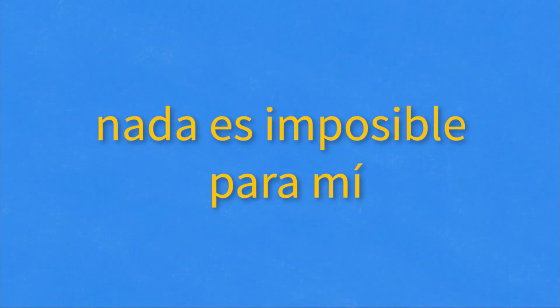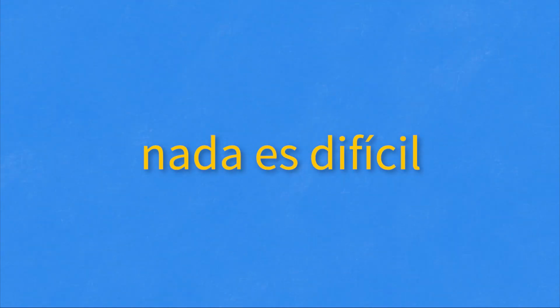How would you say nothing is impossible? Nada es imposible. Now say nothing is impossible for me. Nada es imposible para mí. Do you remember how to say the word difficult in Spanish? Difícil. Now say it's difficult for me. Es difícil para mí. What about it's just difficult for me? Solo es difícil para mí. How would you say nothing is difficult? Nada es difícil.